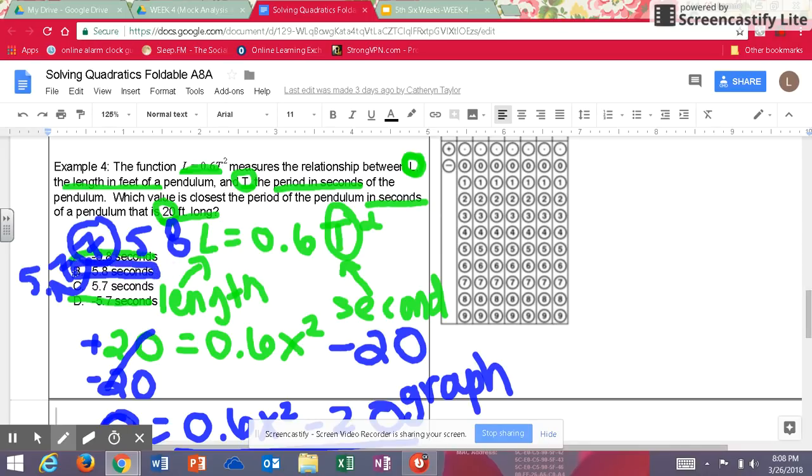Got a little messy. All right, guys, make sure no matter what, you've got your text marked. This is really important here. The L equals 0.6t squared. You've got to make sure you know where that length came from, where that 20 came from, and then what the steps were after that. So rewatch this, pause it as many times as you need to. All righty.